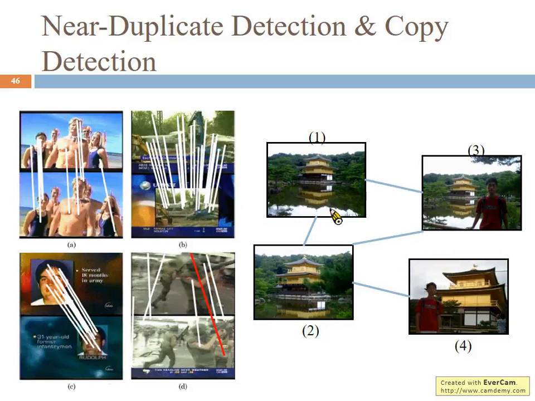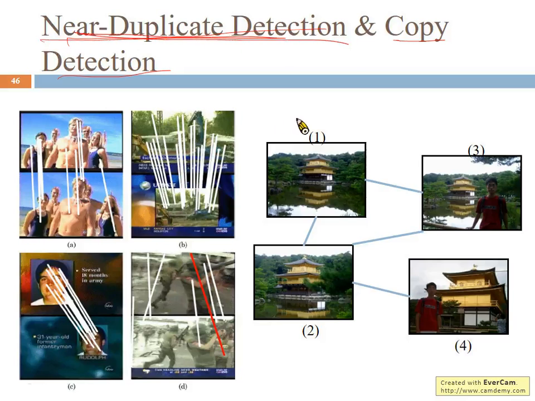We also use this to do near duplicate detection or copy detection. So we can compare the videos, maybe the news videos broadcast by different TV channels, and then we can know that news story number 1 is similar to news story number 27 broadcast by another TV channel. So we can do near duplicate detection.